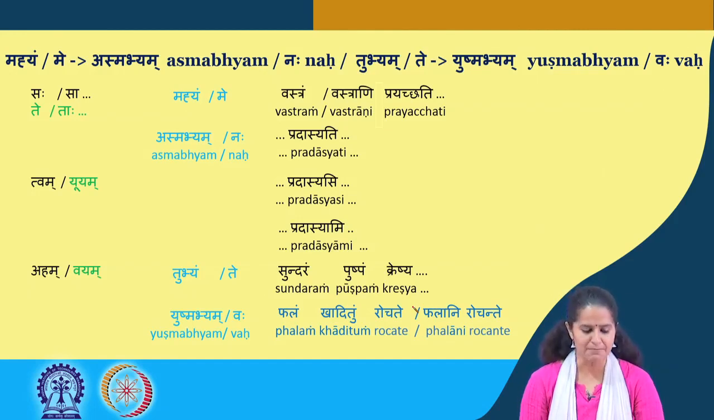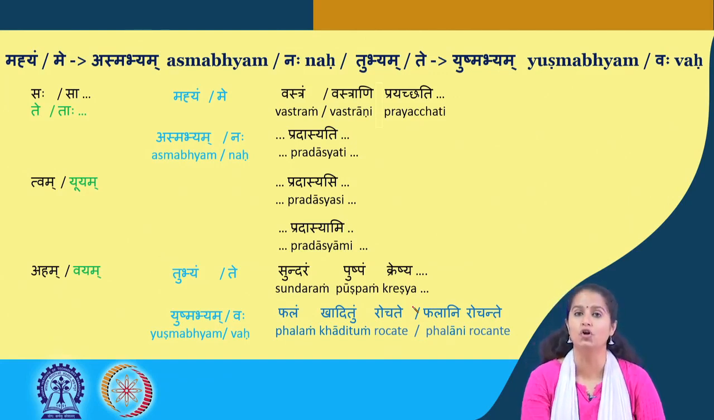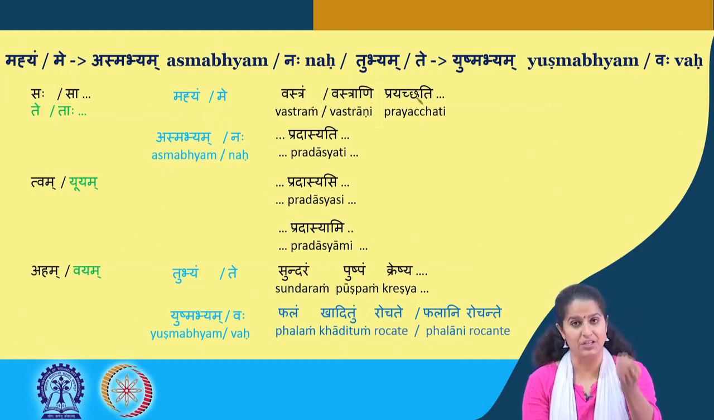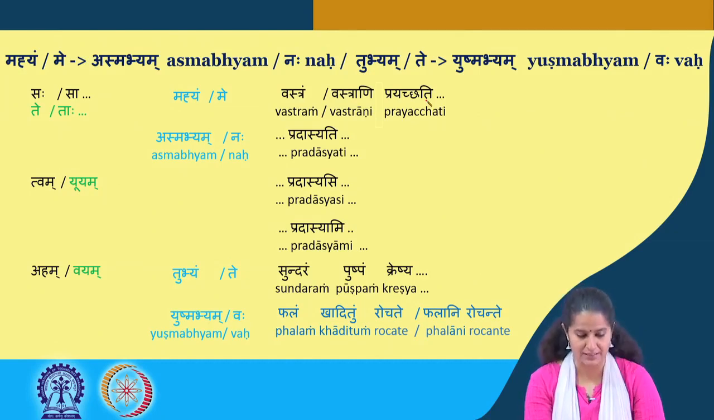Let's do the practice here. I have simplified the chart, but it is up to you to fill up the different forms. The moment you see the dots, it means there is some work for you to do. So we have here saha mahyam or me vastram prayachati, gives me, or the two ways of saying to me, vastram, dress, prayachati, or cloth prayachati.